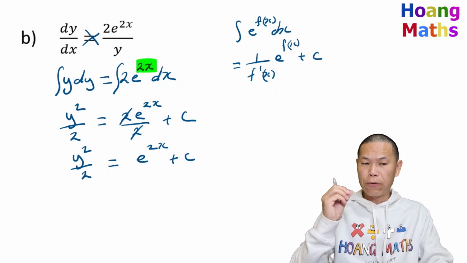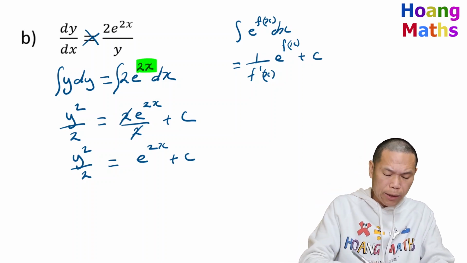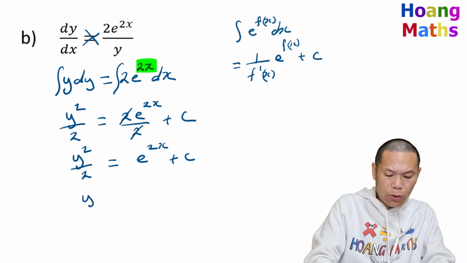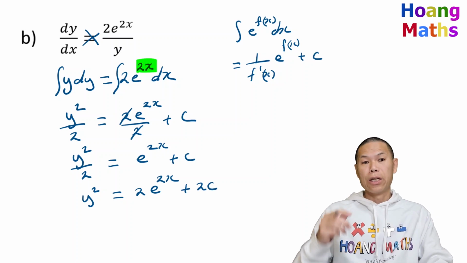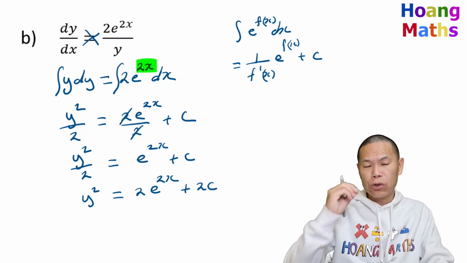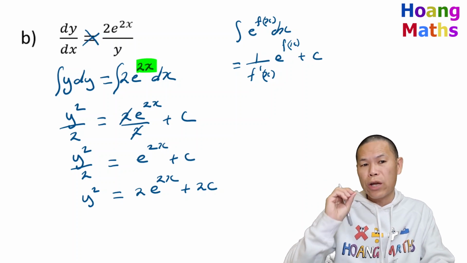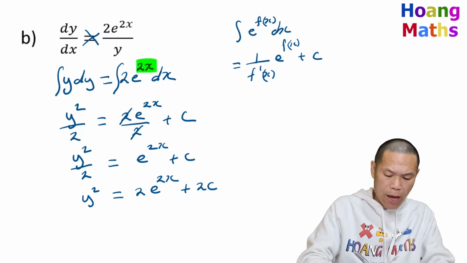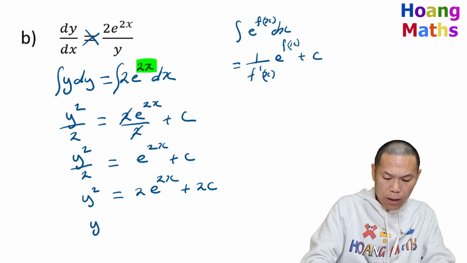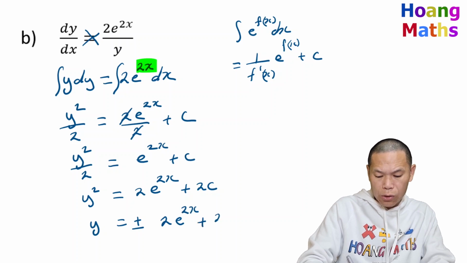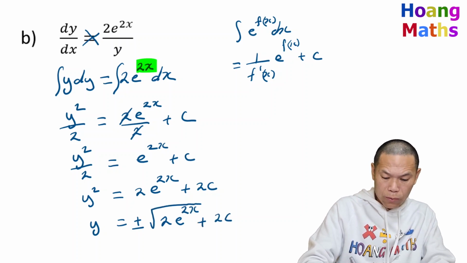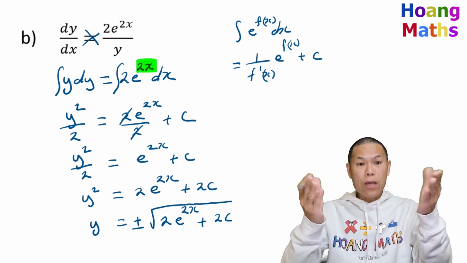Now we solve for y, don't forget. So we times 2 on both sides. That becomes y squared is 2e to the 2x plus 2c. So we square root both sides. Don't forget, every time we square root, we need to have a positive and a negative answer. Therefore, y is plus or minus the square root of 2e to the 2x plus 2c. So there you go.